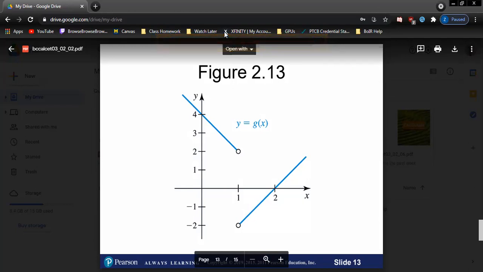Just give me a second. Someone in the chat wrote something. Does every graph have a right and left sided limit? Okay, I'll come back to that question.